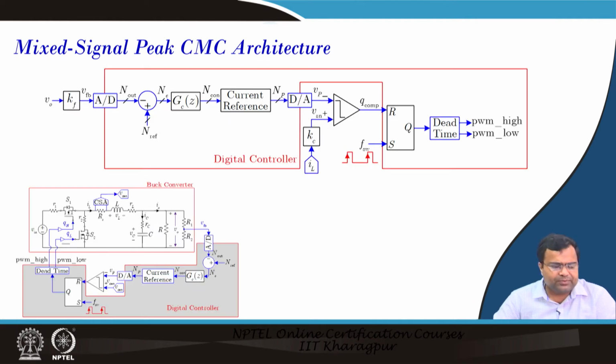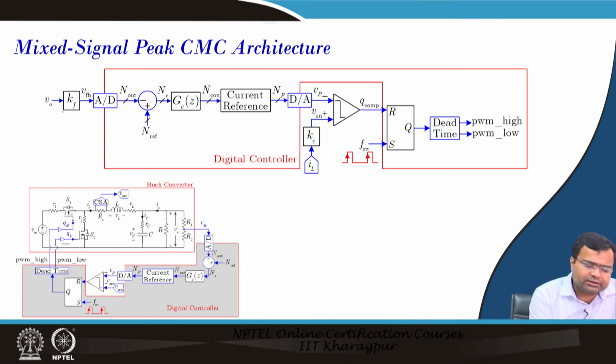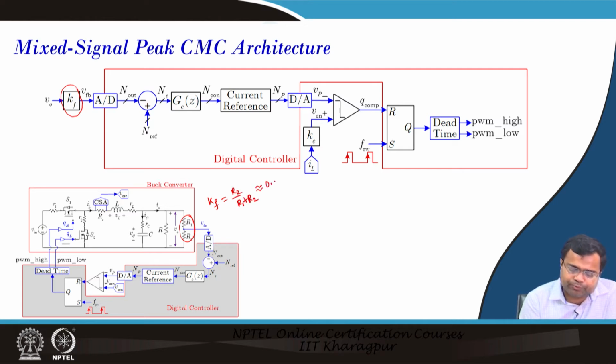If we take the realistic implementation of the mixed signal current mode control, this is a feedback gain, which we discussed in the previous lecture on digital voltage mode control, because there is a resistive divider and it comes in as a feedback gain. The feedback gain here is R2 by R1 plus R2 for this resistive divider, and it comes to approximately 0.27 for this case. So this is approximately our calculated value.